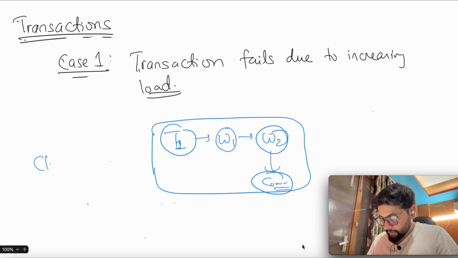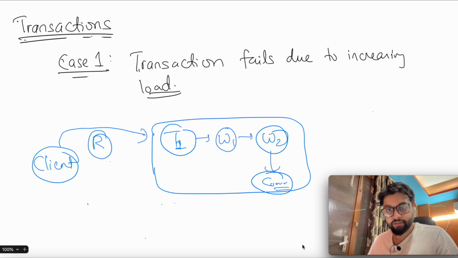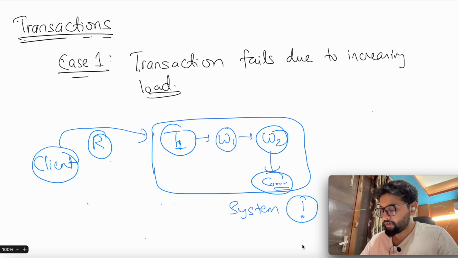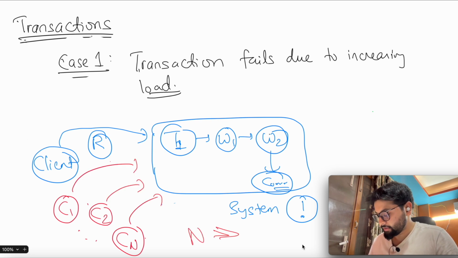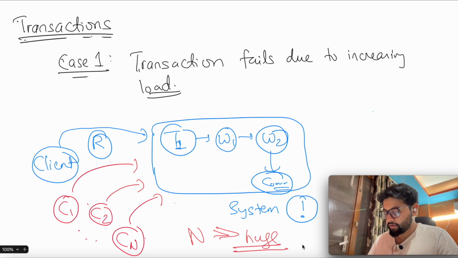Now if a client sends a request to perform this transaction, and this system is currently overloaded with a lot of requests, like there are a lot of clients. Suppose there are n number of clients which are trying to perform a request on this system, and n is a huge number, right? All of these are trying to perform their request on the same system, due to which it is getting overloaded. Now since the system is overloaded, the transactions are failing, right?